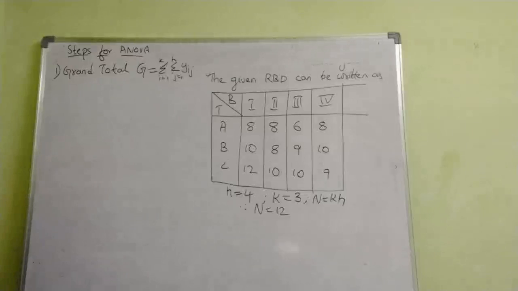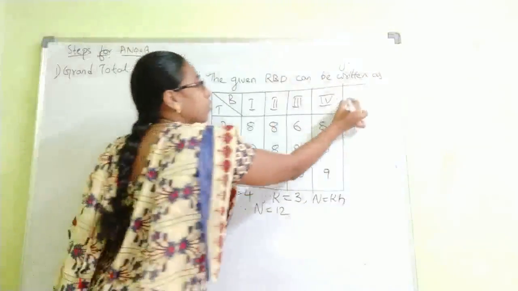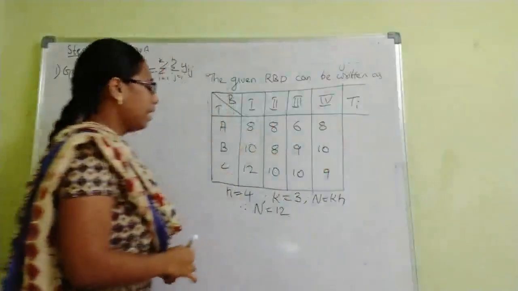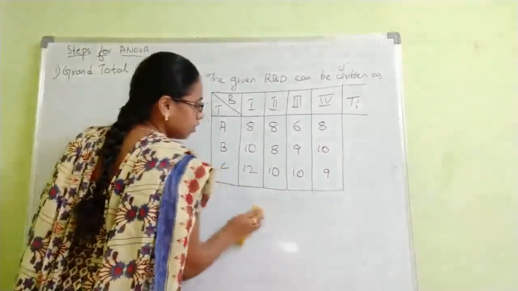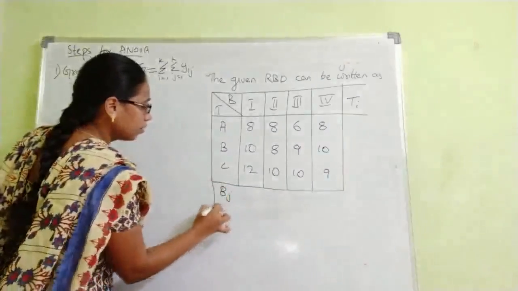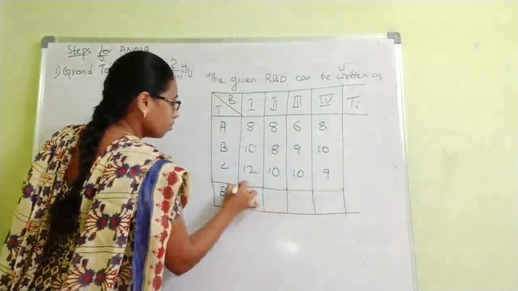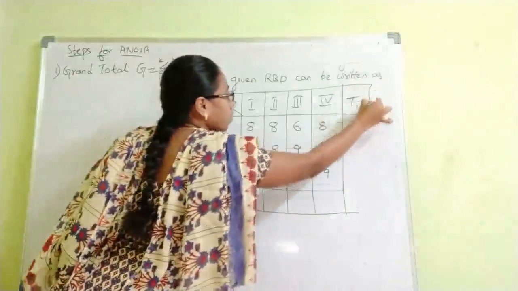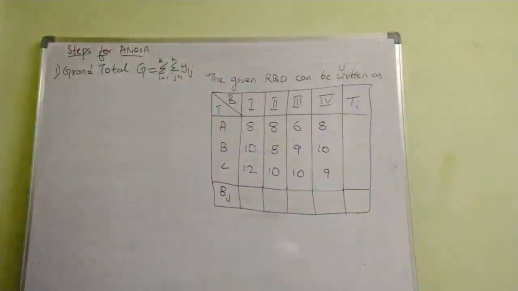So how are we going to add the observations? We have 2 ways. You can add up all the observations, or simply you find out the treatment totals, that is Ti, and similarly you find out the block totals. So block totals are denoted with Bj. So the total of all treatment totals or the total of all block totals will give you the required grand total.